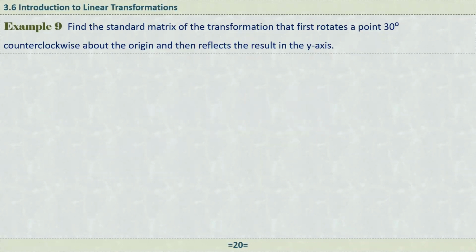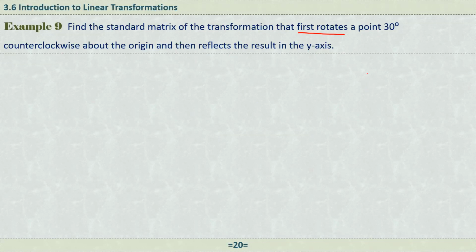Okay, find the standard matrix of the transformation that first rotates a point 30 degrees counterclockwise about the origin and then reflects the result in the y-axis. That is an example for this. So here, the standard matrix of this transformation that first rotates 30 degrees counterclockwise about the origin. Okay, that's the first one. And then reflects the result in the y-axis.